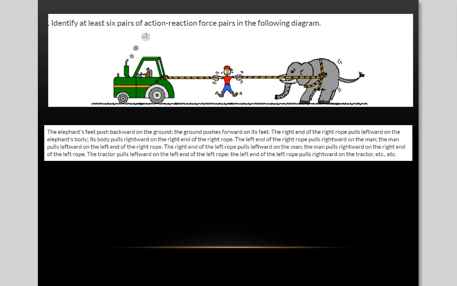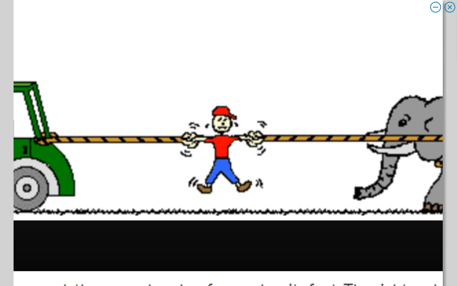Identify at least 6 pairs of action-reaction forces. Don't look at the answers. Let's look at the guy. What's happening right here? He pulls on the rope to the right. What is that, a tractor? So I'll put force MT, the force of the man on the tractor, and then this direction is the force of the tractor on the man.